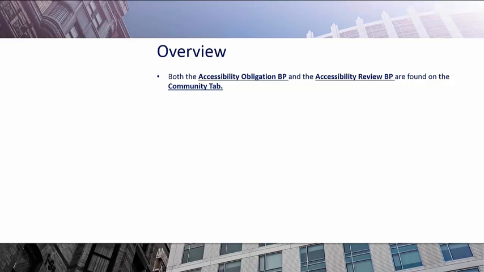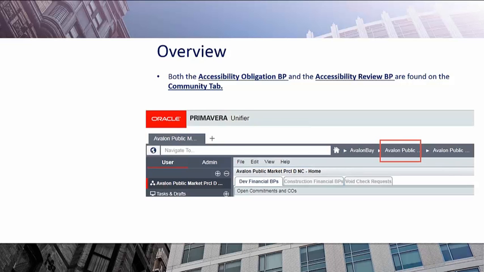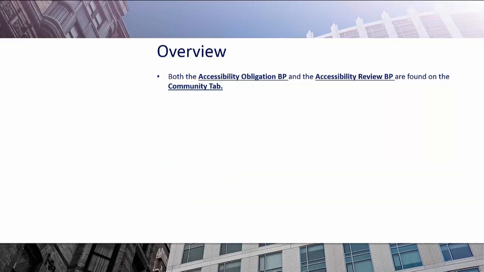Both the Accessibility Obligation BP and the Accessibility Review BP are found on the Community tab. And that's new for us. Most of you are used to working directly on the Project tab. So what you see right now are the breadcrumbs where it says Avalon Bay, Avalon Public Market, and then you can see it again. The one in the center is the actual community. So if you're ever on a project, you can just backstep to get to the community.